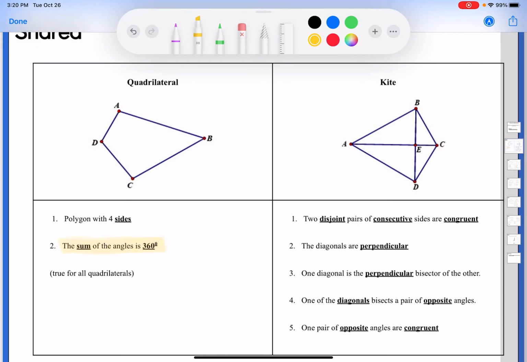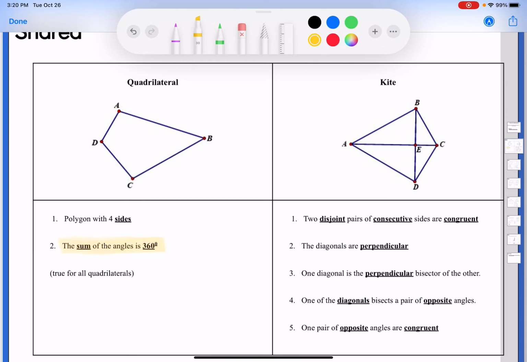So all of these different types of shapes that we talked about yesterday and that we're going to talk about today, they're all quadrilaterals. So they all have all of these properties, right? So we know that the angles of a quadrilateral always add up to 360, and a quad always has 4 sides.